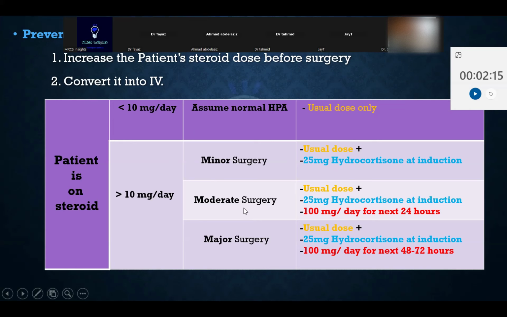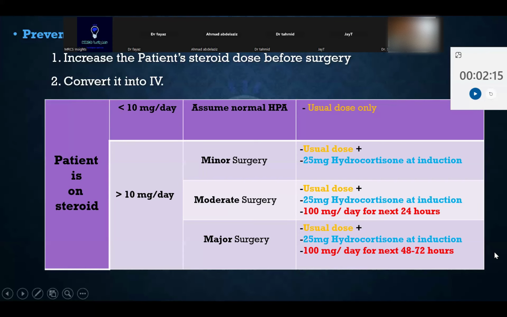And in case of moderate surgery, just these 2 and add 100 milligram per day for the next 24 hours. And in case of major surgery, the same things. You have to continue the 100 milligram per day IV hydrocortisone for the next 2 to 3 days.